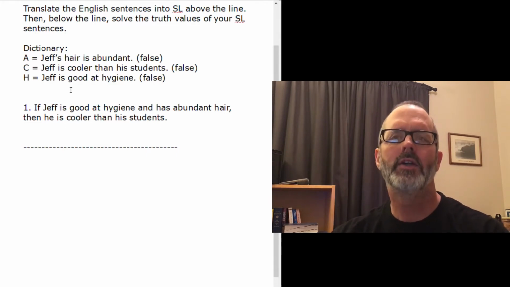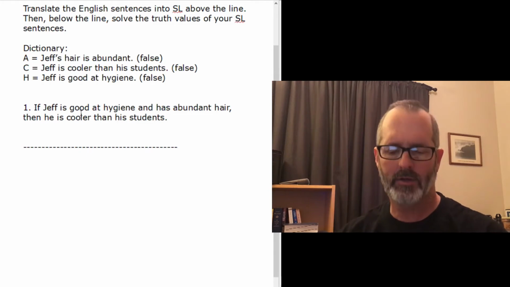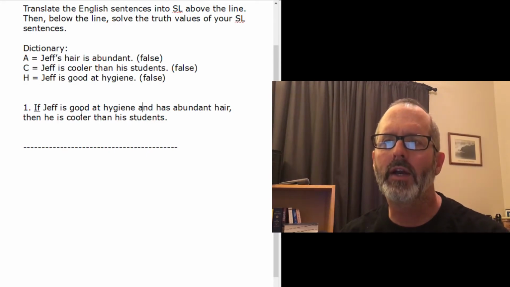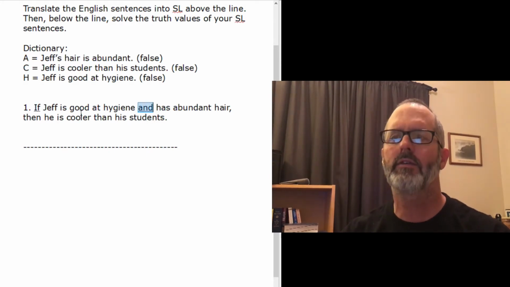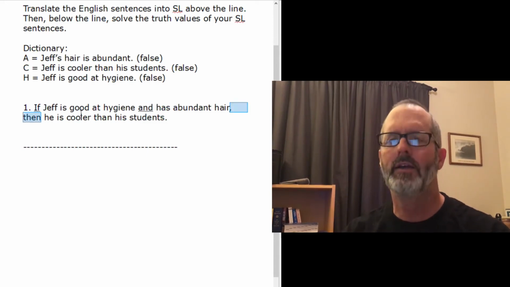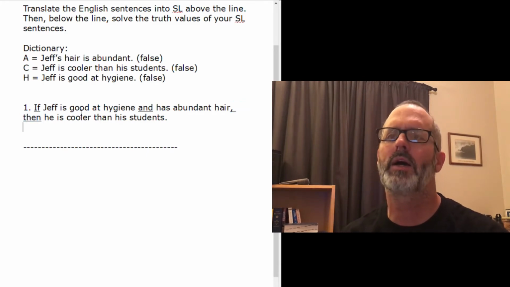All right. So first, I'm going to translate my sentence above the line into SL using this dictionary. What do I do? Step one, I underline all possible connectives. So I'm going through. I would underline if. Jeff is good at hygiene. Underline and. Right, there it is. And I would underline this comma then. Right? And do I see anything else that looks negative? Nope, it all looks positive.